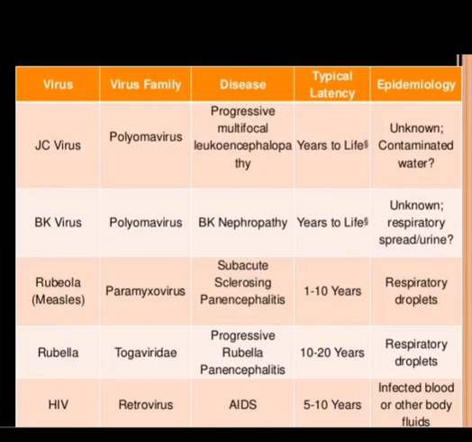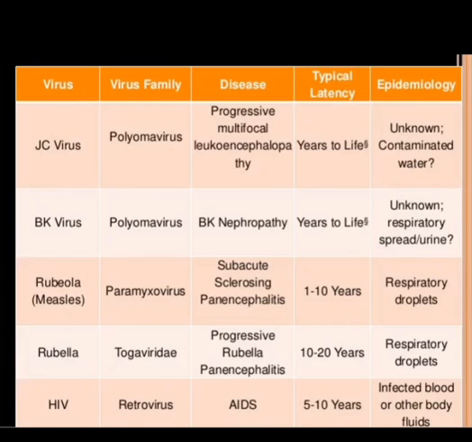The next virus is the measles virus. It comes under the virus family paramyxovirus. It causes subacute sclerosing panencephalitis. The typical latency period is 1 to 10 years. It is spread by respiratory droplets.